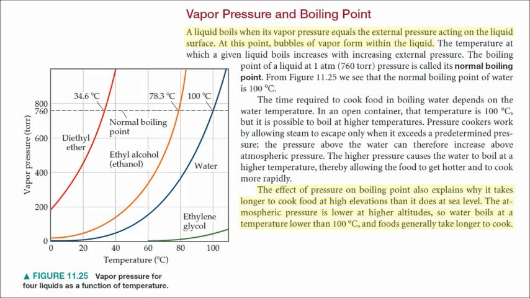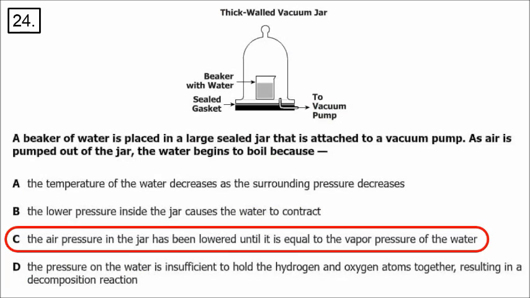But the effect of pressure on boiling point explains why it takes longer to cook food at higher elevations than at sea level, because we have lower atmospheric pressure at higher altitudes. So the temperature at which water boils will be lower than 100. Now that means that when you lower the pressure in this jar, eventually the water can boil even at room temperature. Boiling occurs when the vapor pressure of the water equals the atmospheric pressure, or the external pressure.